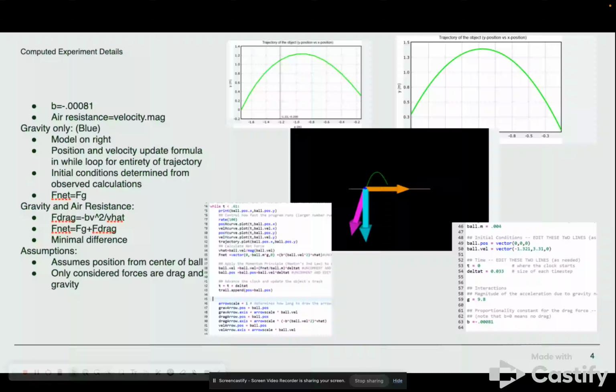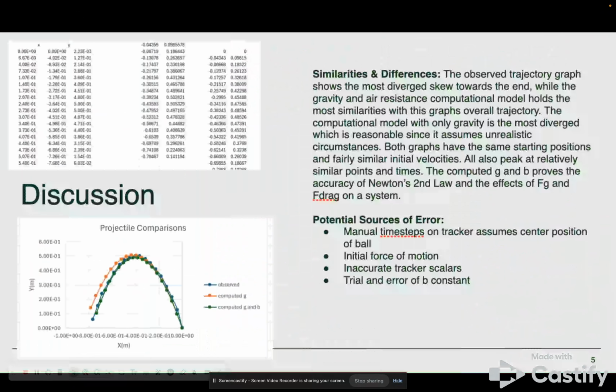Some assumptions: we assume the position is at the center of the ball and only considered forces are drag and gravity. Some discussion, similarities and differences. The observed trajectory graph shows the most divergence, skewing toward the end, while the gravity and air resistance computational model holds the most similarities with the graph's overall trajectory. The computational model with only gravity is the most diverged, which is reasonable since it assumes unrealistic circumstances. Both graphs have the same starting positions and fairly similar initial velocities. Also, all peak at relatively similar points and times.